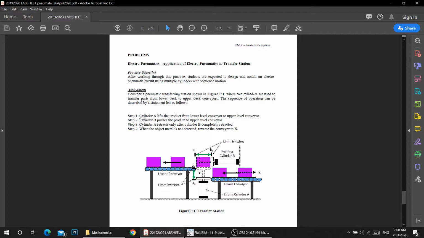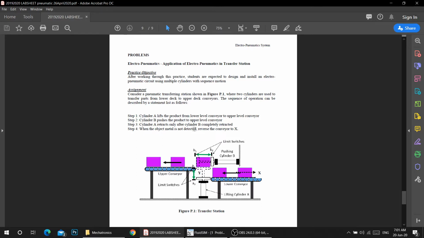And the second thing that we need to do is by using the cylinder B right here to push the product to the upper layer conveyor. Meanwhile, cylinder A will only retract after cylinder B has returned back to the position B0. And this means that the cylinder A will have to hold its position until the cylinder B has returned back to B0.